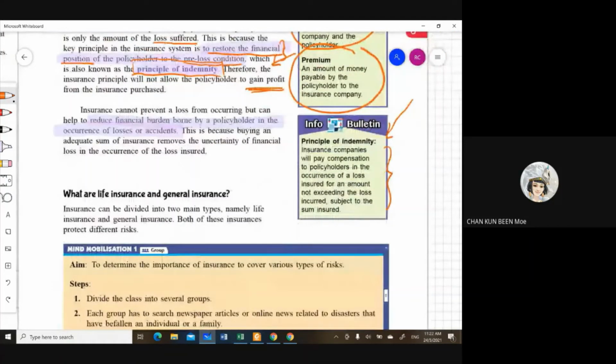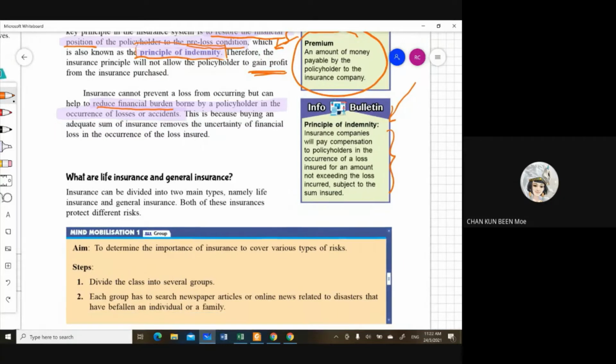Insurance cannot prevent a loss from occurring, but can help to reduce the financial burden borne by a policyholder in the occurrence of losses or accidents. So they can reduce the financial burden. This is because buying an adequate sum of insurance removes the uncertainty of financial loss in the occurrence of the loss insured. Okay, so we continue.